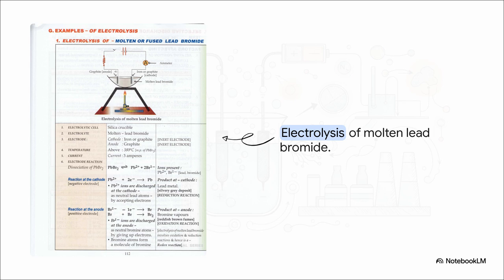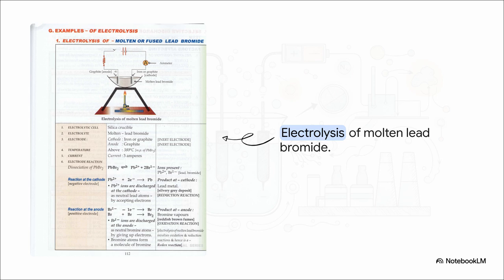See, in its solid state, lead bromide is completely a non-conductor. To free up its ions so they can move and carry a current, we literally have to melt it. That's exactly why there's a heat source right beneath that special silica crucible. We use silica because, well, it's non-reactive, and it can handle the extreme heat needed. We're talking over 380 degrees Celsius, without cracking or conducting any electricity itself.